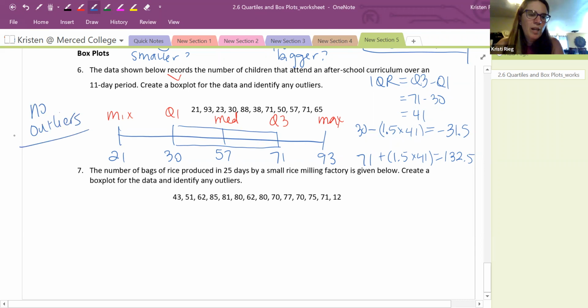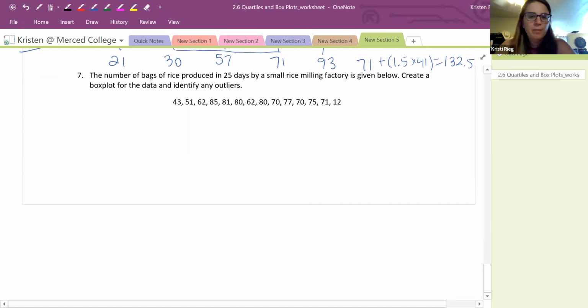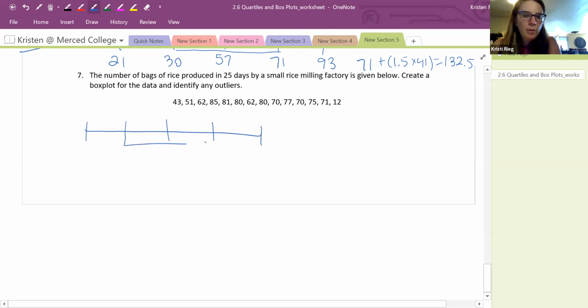I'm pretty sure the next one has outliers, so you'll see what I mean. What's the point of getting no every time? Okay, one more. We're going to make a box plot. My 5-number summary, I don't have it yet, but that's where I'm going to put it. So now I'm going to put my numbers in.